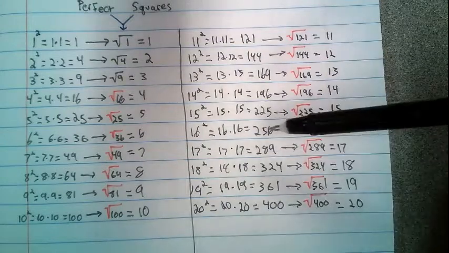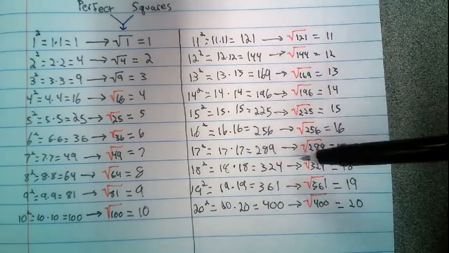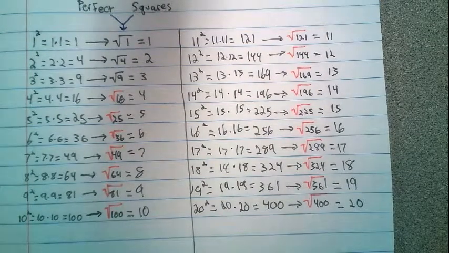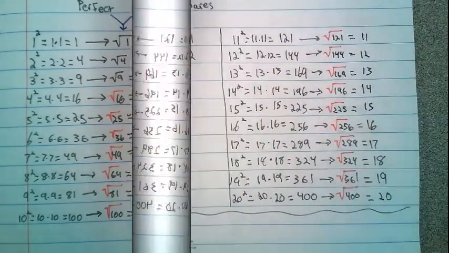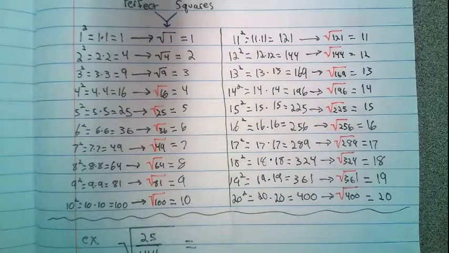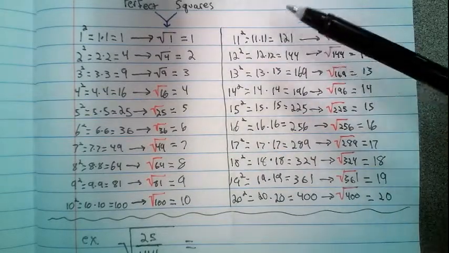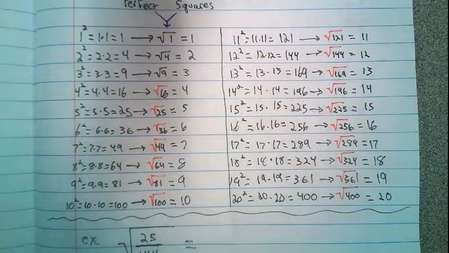Eventually, throughout your math career, you'll start to memorize perfect squares because they come up quite often. And they're really useful if we can memorize the answer and we don't need a calculator. In addition to having these perfect squares here, we can also have a square root of a fraction. Let's take a look at what that looks like.